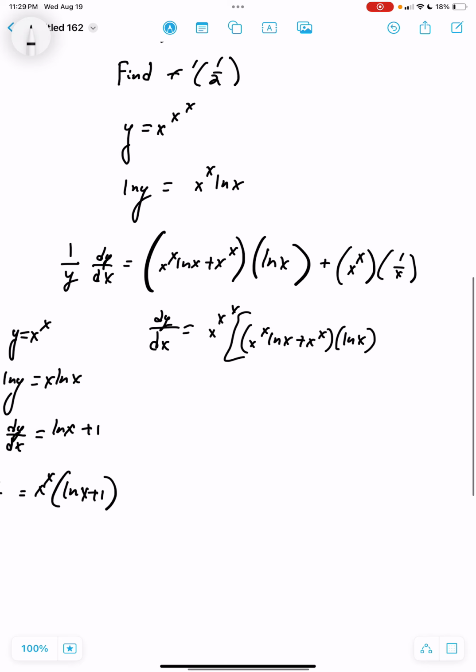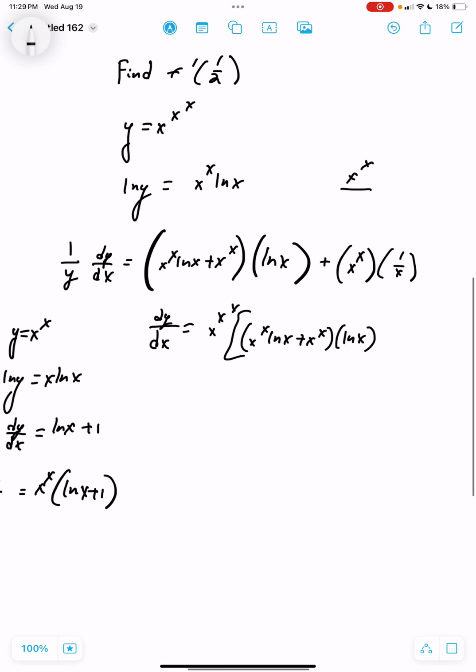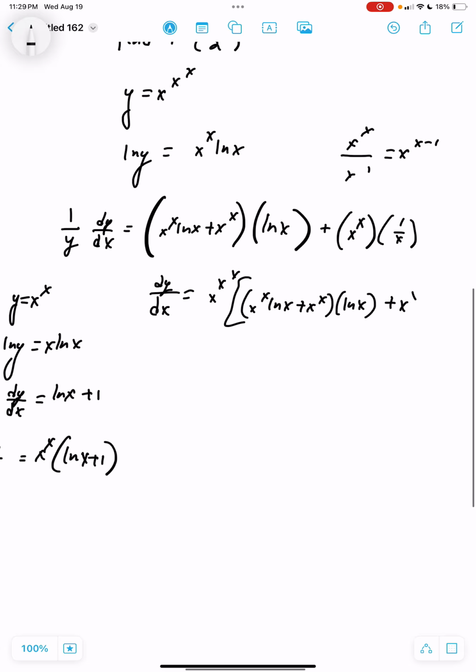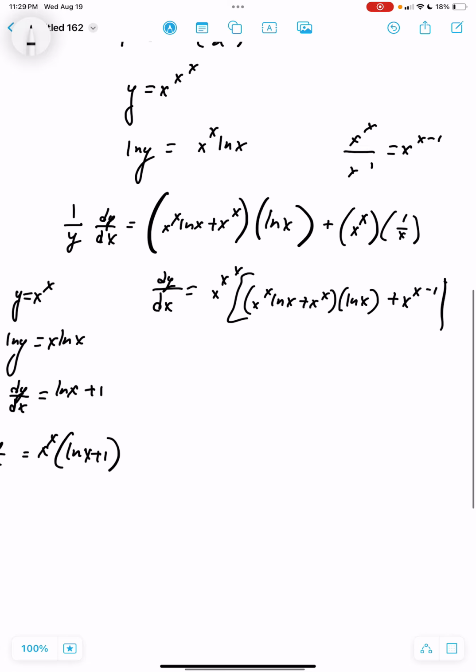Now, x to the x over x, let's think about what that's going to be. Well, they have the same base, so that's going to be equal to x to the x minus 1. So this is plus x to the x minus 1. And now we simply have to evaluate at x equals 1/2.